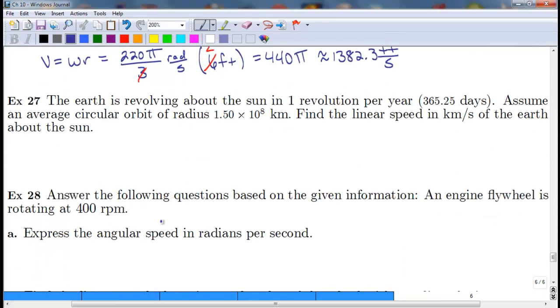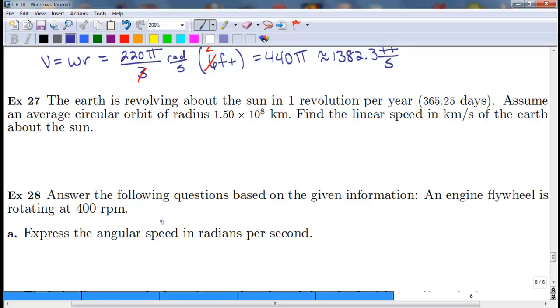So example 27 looks at a much larger example. Look at the Earth revolving about the sun. I know that the Earth is actually in an elliptical orbit, but it's very close to being circular, and for many years they thought it was circular. So we're going to go with that assumption just to make things a little bit simpler. Suppose it's on the basis of 1 revolution per year. It's actually about 365¼ days. That's why we get leap year. Assume that an average circular orbit has a radius of 1.5 times 10 to the 8th kilometers. We want to find the linear speed in kilometers per second of the Earth around the sun.